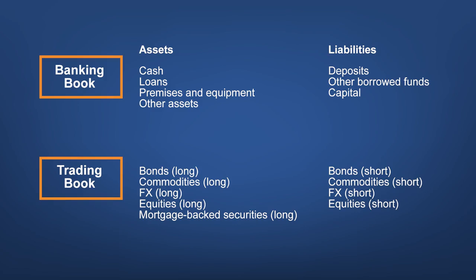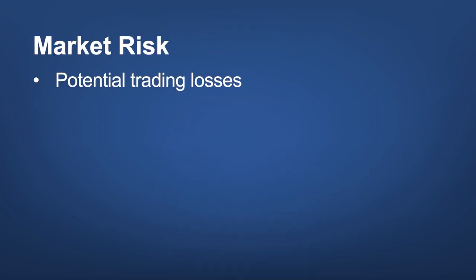Items held in the trading book are marked to market on a daily basis. This means that banks have to immediately recognize losses when the value of its trading positions change. Market risk captures this uncertainty. If market conditions change, prices will change, and this may impact our bank's profits and equity value.